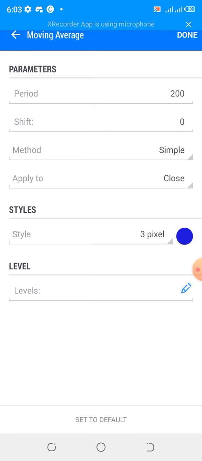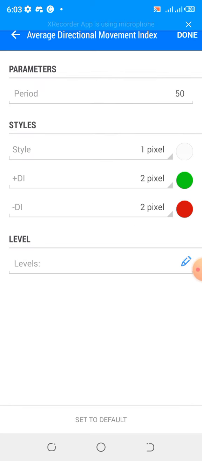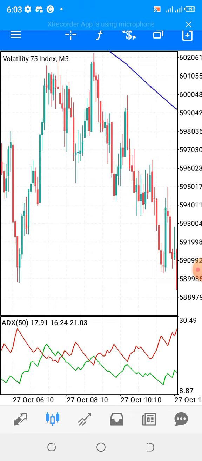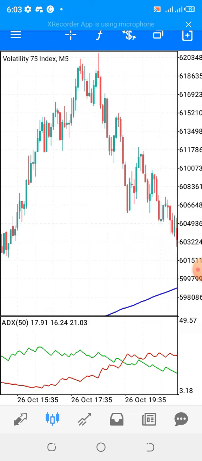This is the moving average. Period is 200. Method is simple. Apply to close. You understand? So the second one is ADS. Period is 50. Then when you come to the style, the color of the style should be the same as your screen background. Do you understand? So that is all you need to make massive profits with this strategy.